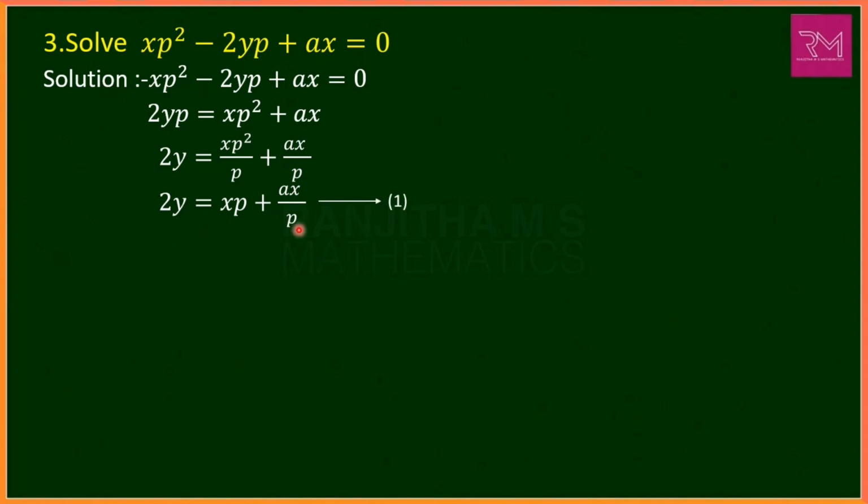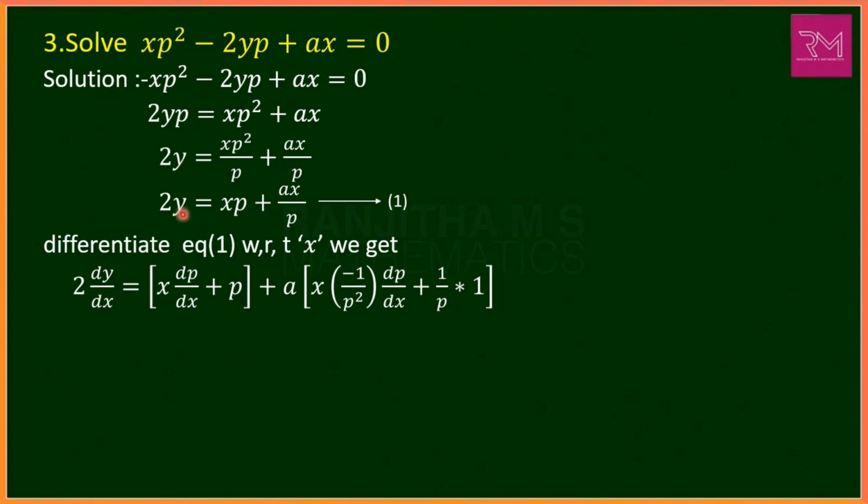Next step is we have to differentiate this equation 1 with respect to x. We get 2 into dy by dx, which is equal to, here x and p both are functions, so we have to apply the product rule. x into differentiation of p with respect to x is dp by dx, plus p into differentiation of x is 1, plus a, a constant, into, here x and 1 by p both are functions, so we apply the product rule. First function into differentiation of 1 by p is minus 1 by p squared into dp by dx, plus second function, that is 1 by p into differentiation of x is 1. Next step, we substitute dy by dx as p.